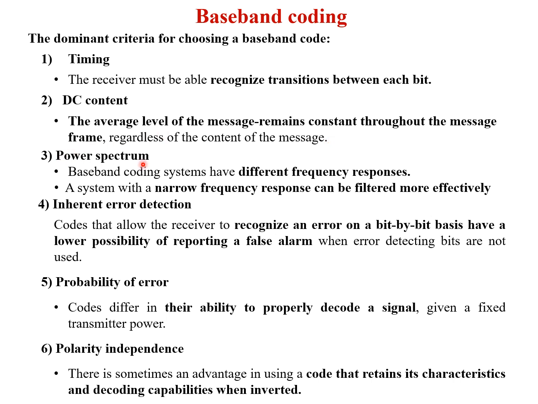Then the next one is the power spectrum. Baseband coding systems have different frequency responses. A system with a narrow frequency response can be filtered more effectively. Then inherent error detection: codes that allow the receiver to recognize errors on a bit by bit basis have a lower probability of getting a false alarm. Then the probability of error.